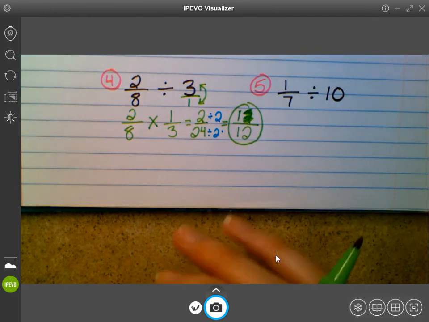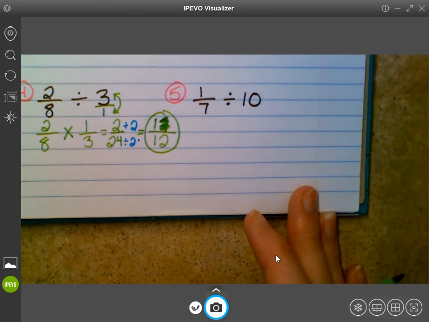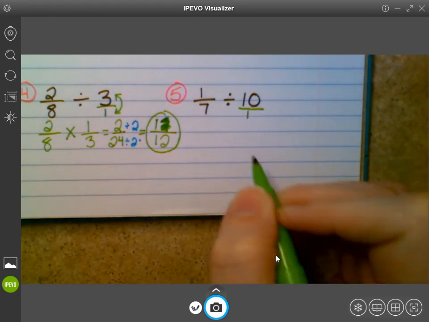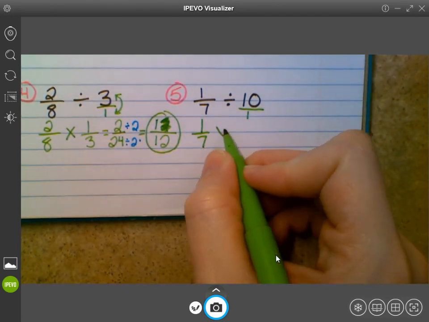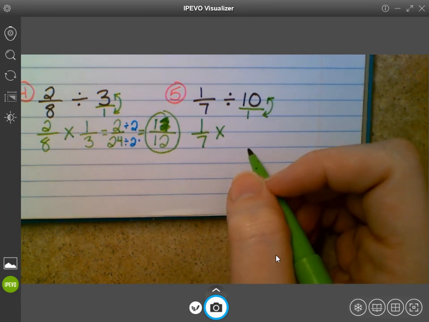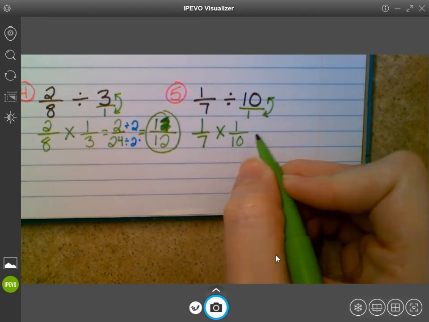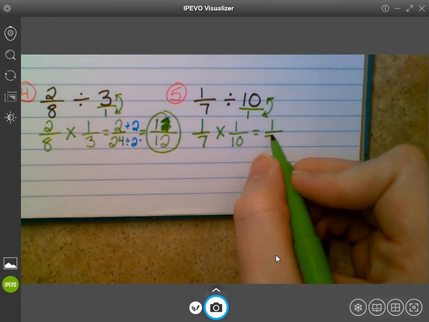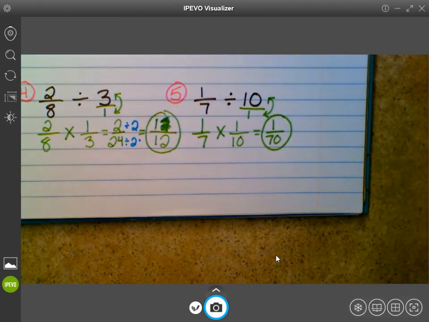Nice work. And finally, number 5. Richard, do you have a question? Okay, perfect. So then for number 5, I need to convert my whole number into a fraction, 10 over 1. Then I keep my first fraction the same, change the division symbol to multiplication, and then I flip the second one to where it's the, what's that word? Reciprocal. So instead of 10 over 1, we have 1 over 10. Then I multiply across. 1 times 1 is 1. 7 times 10 is 70. How many of you got 1/70th as your answer for number 5?